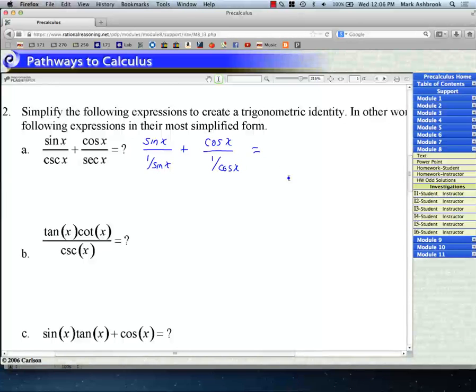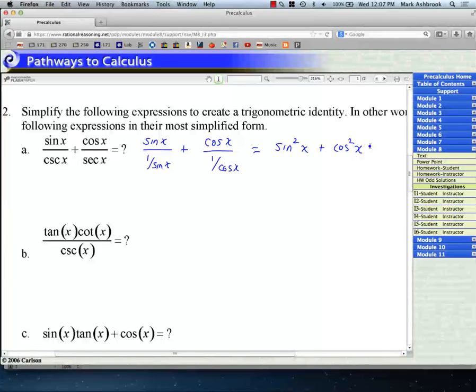So now where do we go from there? What is sine divided by 1 over sine? Yeah, so invert and multiply, and it ends up being sine times sine, which is sine squared. And then same thing, cosine divided by 1 over cosine will be cosine squared.